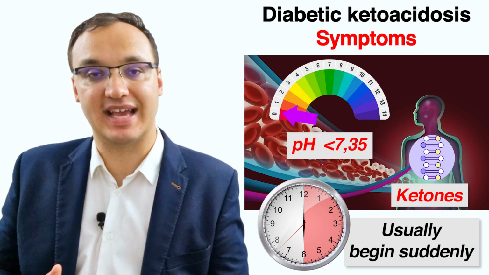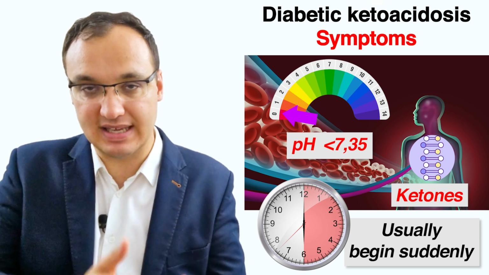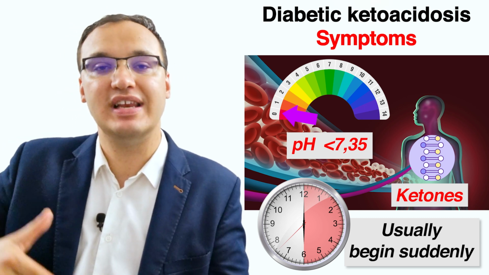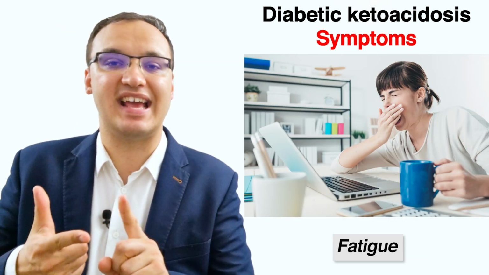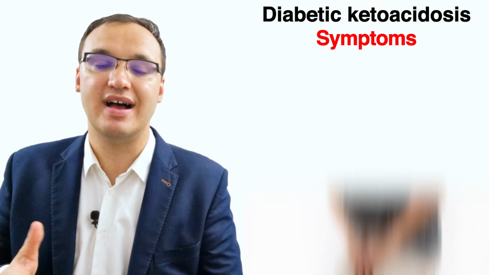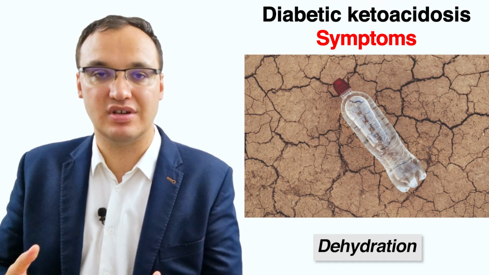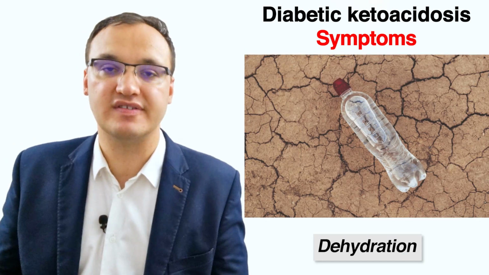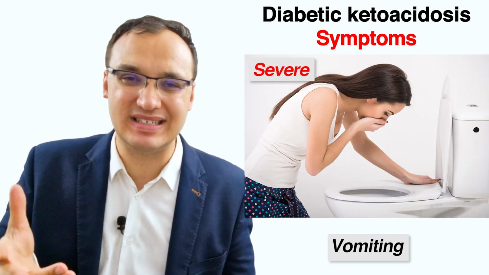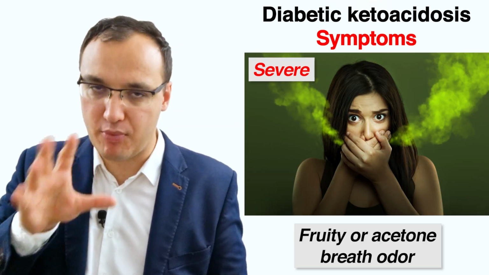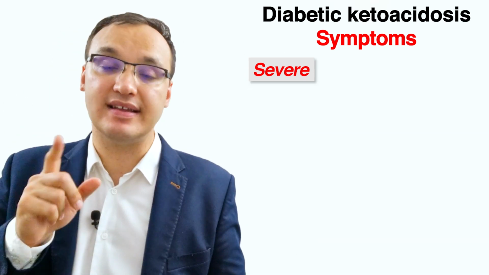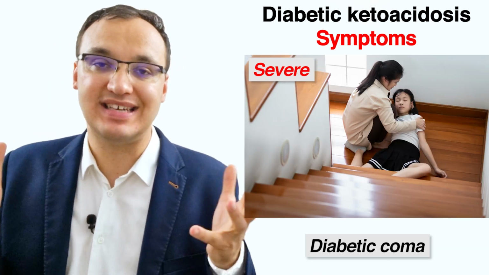Symptoms of diabetic ketoacidosis usually begin suddenly, but they take some hours to really escalate. They can include fatigue, extreme tiredness, excessive thirst called polydipsia, excessive urination called polyuria, dry mouth, and dehydration. If the person isn't treated, the situation worsens and severe symptoms can occur, such as abdominal pain, nausea, vomiting, and fruity or acetone breath. We can have rapid and deep breathing, confusion, and even unconsciousness, and this is known as diabetic coma.